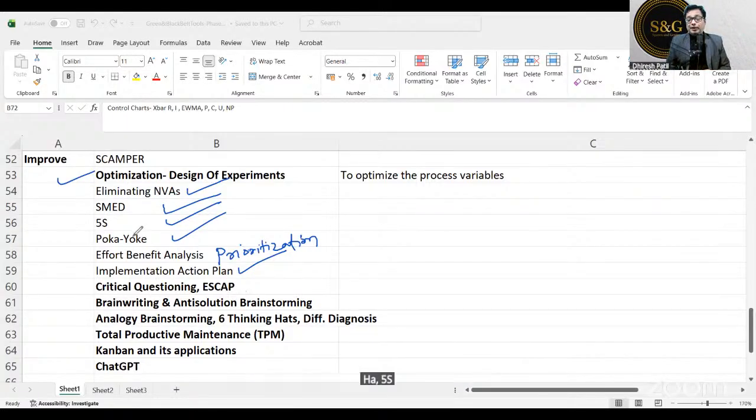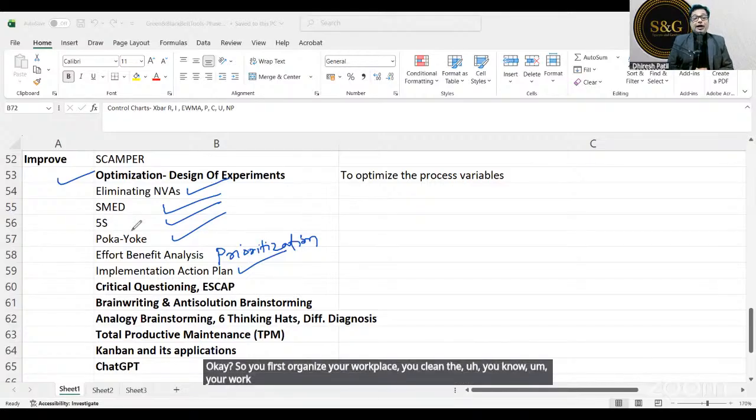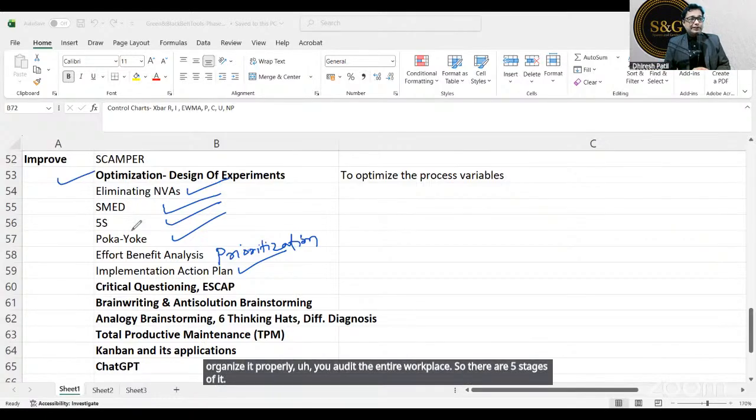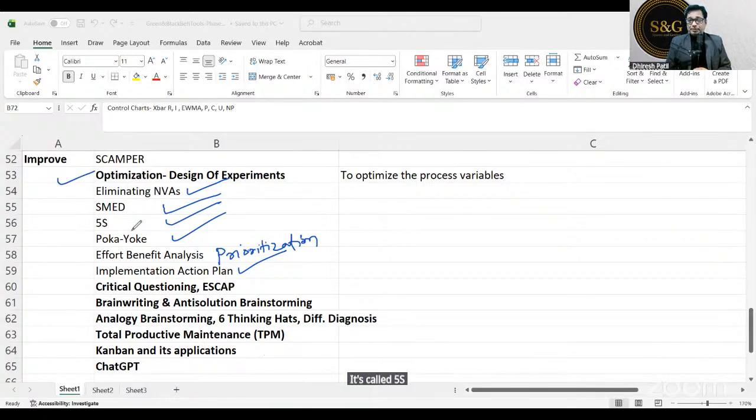5S is a Japanese technique, ideally used for housekeeping, but it impacts the overall performance of the organization. You first organize your workplace, clean your workplace, organize it properly, and you audit the entire workplace. So there are 5 stages of it. It's called 5S. It's a Japanese technique basically.